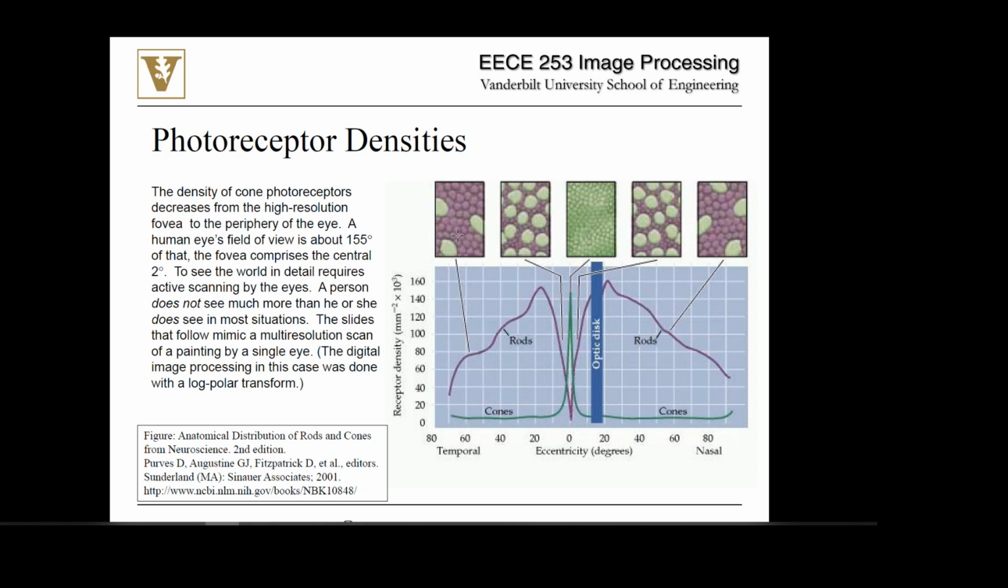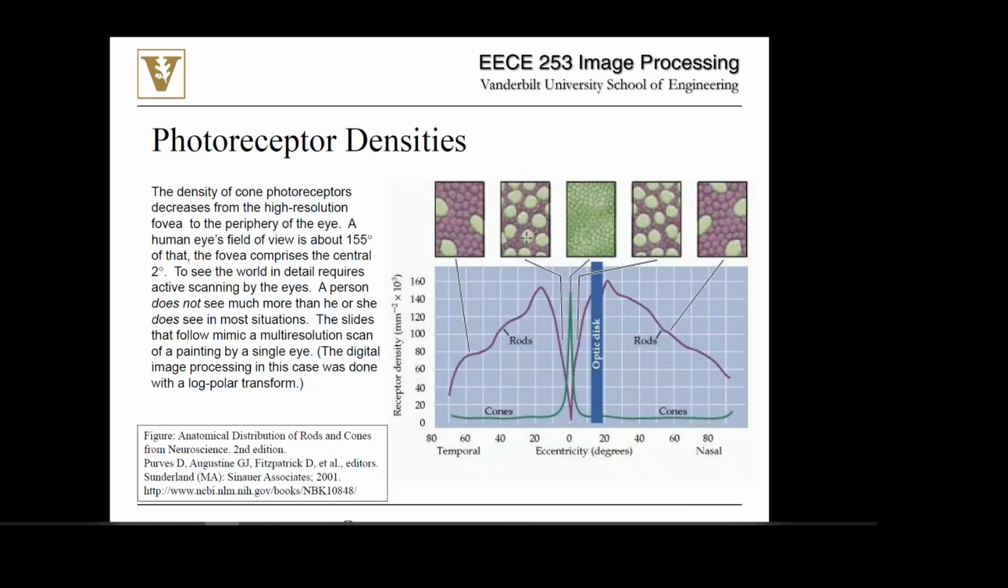So rods are finer. We have a lot of rods, and then from time to time we have a cone. In the fovea, it is the opposite. We have a lot of cones, but they're very fine. We are maximally sensitive at minus 10 degrees. So that is a very narrow cone. So actually, when you look at an image, this is what you see.